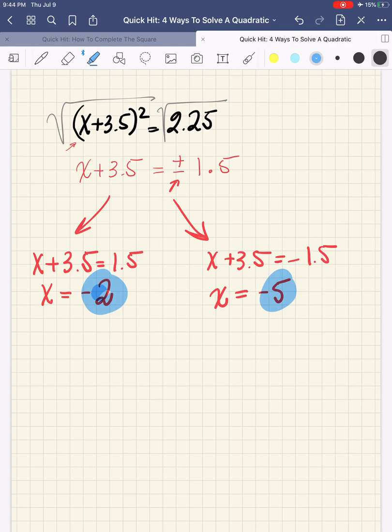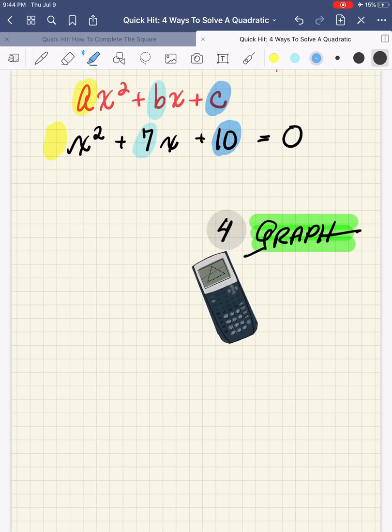Now, truth be told, I don't usually use completing the square to find the roots of a quadratic, to solve a quadratic. I usually use it to get it into vertex form, which you can see more about in the other quick hit video, but I want to be a completist. Now, what's the final way? Well, the final way is use your calculator, right?